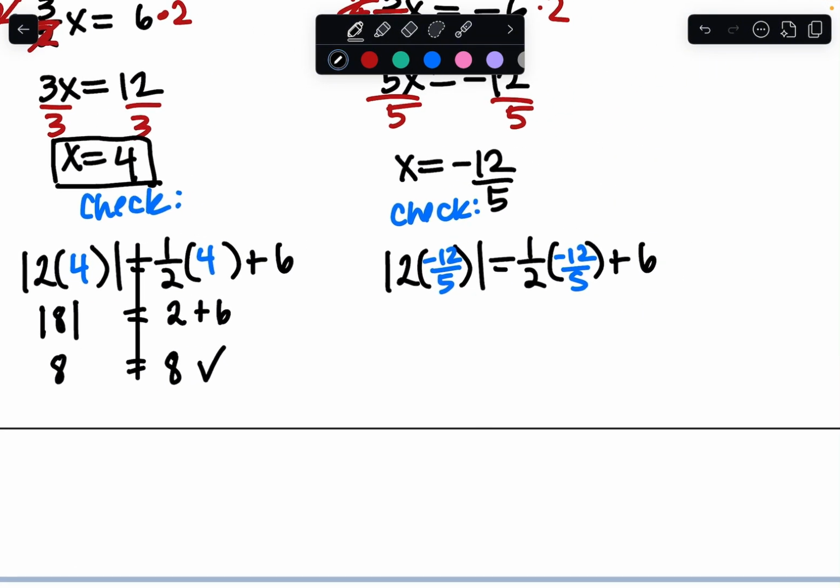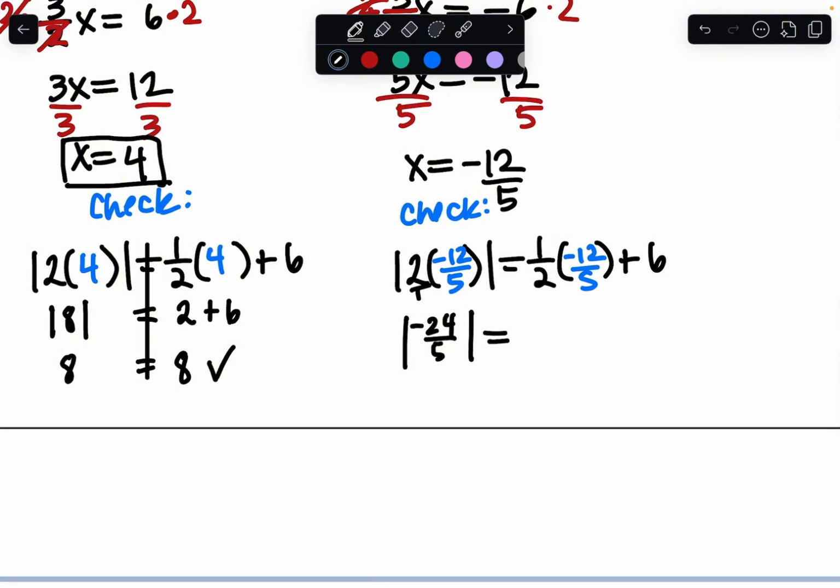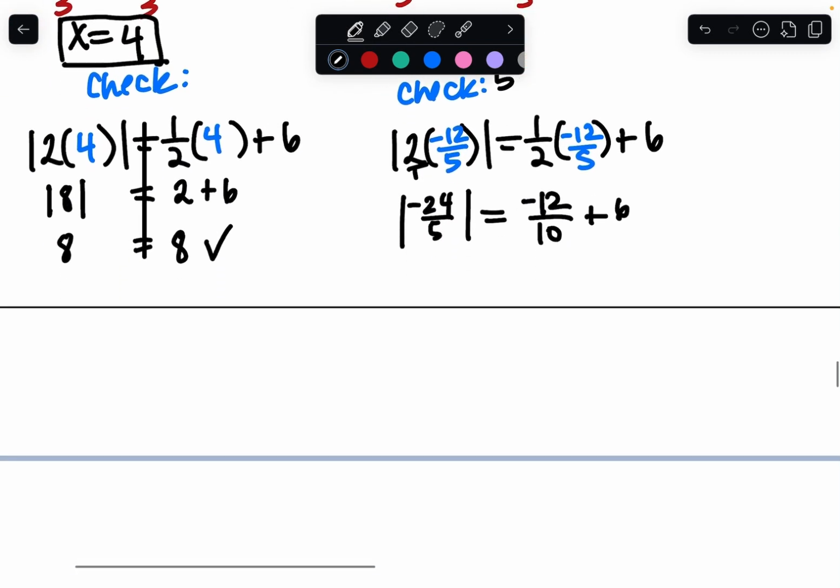Okay, and so to check the -12/5, we have to multiply it by 2 on the left, which is -24/5. You can think of it as 2/1. Multiply the numerator, multiply the denominator. And then on the right-hand side, 1 times -12 is -12, 2 times 5 is 10, and we're adding 6. Okay, back to the left-hand side, absolute value of a negative just becomes positive. So 24/5 is my simplified left-hand side.